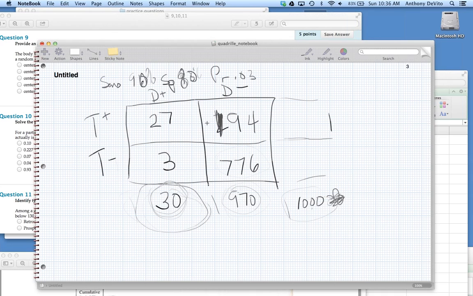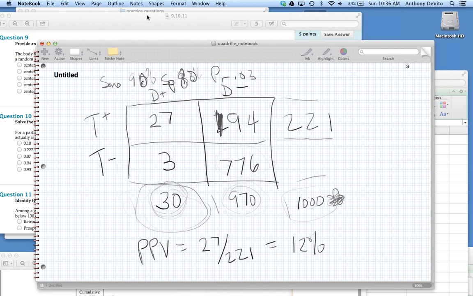10 and 2 is 2 carried 1. 221 people have tested positive, right? So what's our positive predictive value? Well, it's the number of people that tested positive that actually have the disease. So that's 27 over 221, right? That's going to be, I'm going to guess, something like 12%. Our positive predictive value is approximately 12%.